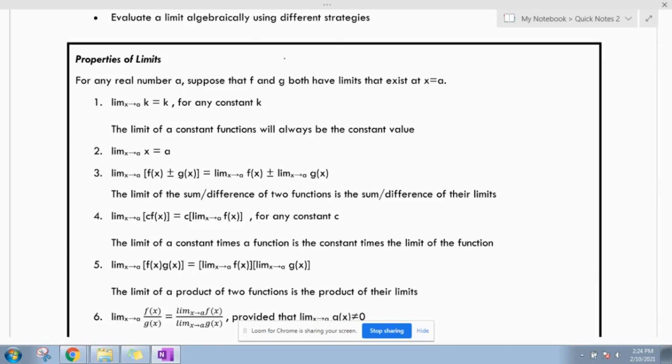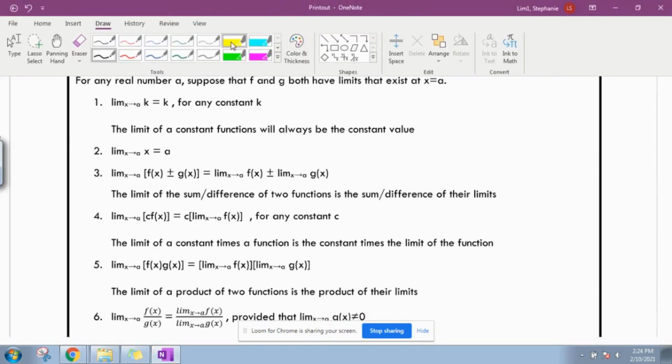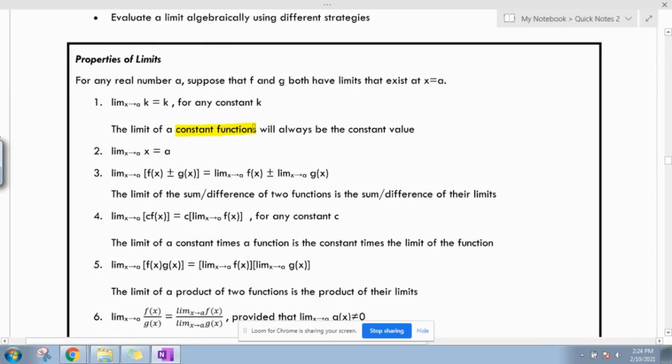The first property states the limit of k, where k is a constant, as x approaches a, is equal to k. In other words, the limit of a constant function, which I'm going to highlight here, will always be the constant value. Let me give you an example of what I mean. Let's say the limit as x approaches -2 of the constant function 6. The limit will just equal 6.